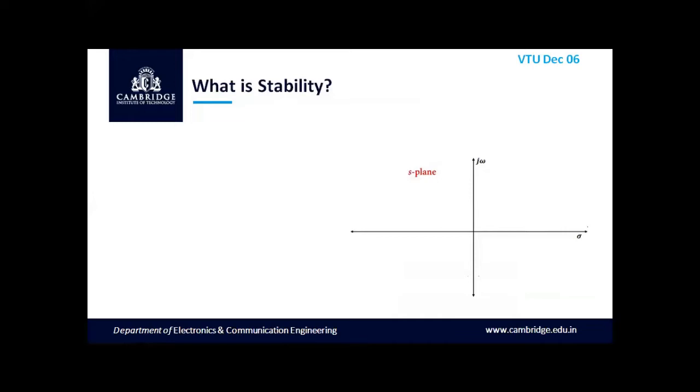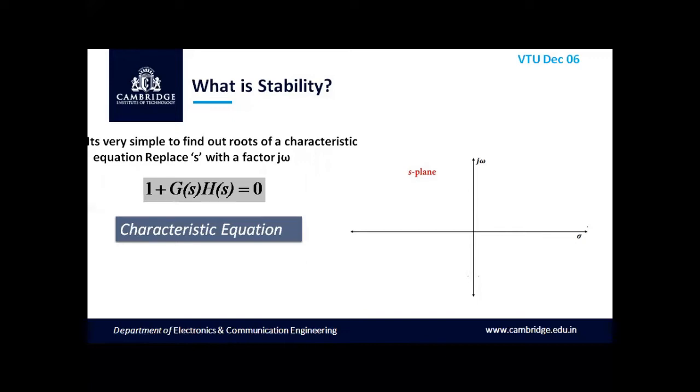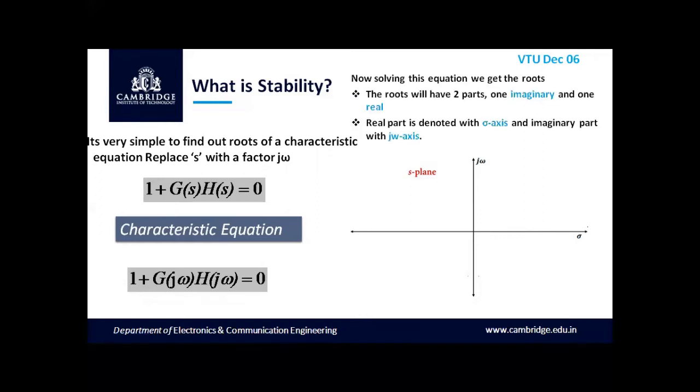Now, substituting jω for s, we get 1 + G(jω)H(jω) = 0. Now solving this equation, we get the roots. The roots will have two parts, one real and the other imaginary. The real part is denoted with the sigma axis and the imaginary part is denoted with the jω axis in the S-plane.